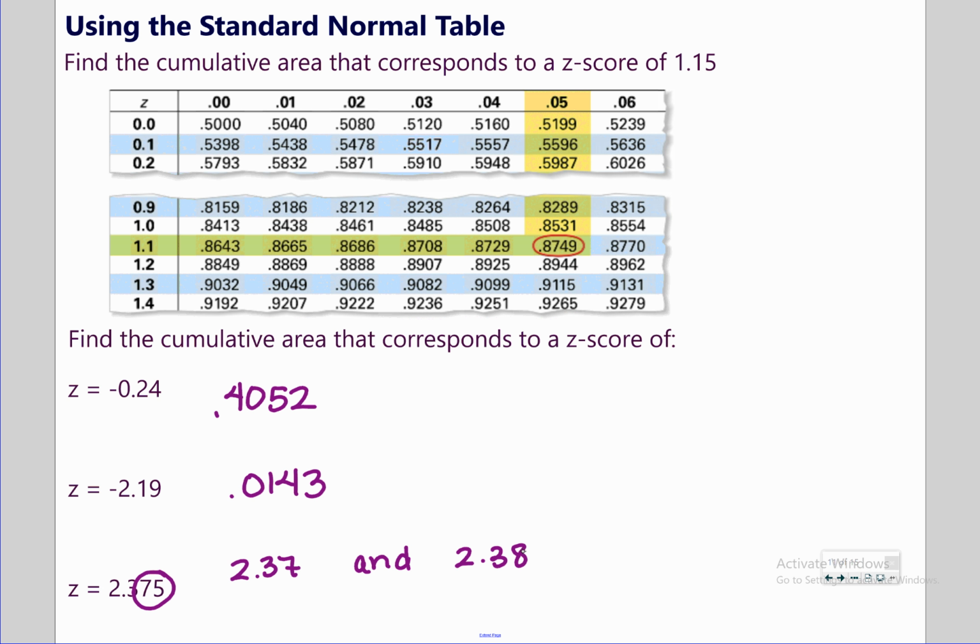So let's see what we get. 2.37 is 0.9911. 2.38 is 0.9913. And 2.375 is right in the middle of those. So the cumulative area that I'm looking for, or the percent of the data that is below 2.375, is in the middle of those, which this one you can probably do mental math, and you can see the answer is going to be 0.9912. If the numbers are a little bit further apart from each other, or it's not obvious what the midpoint is, just add them up and divide by 2. Just find the average. Okay?